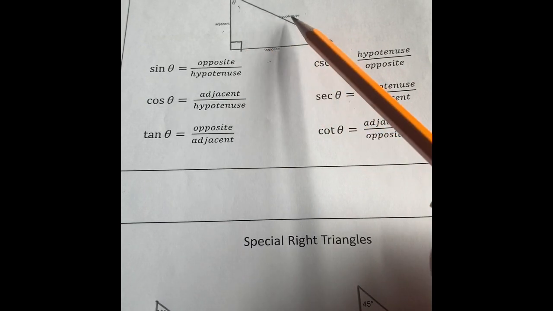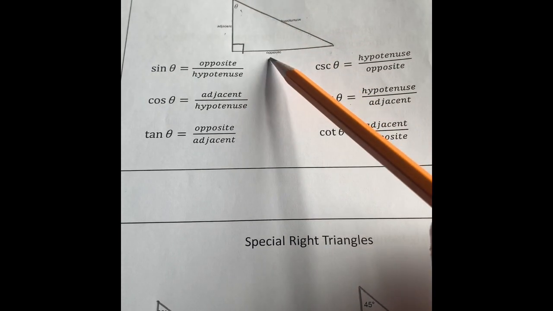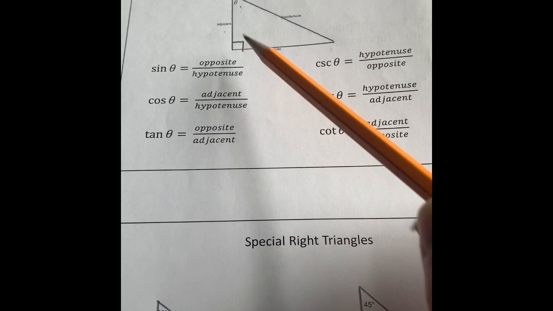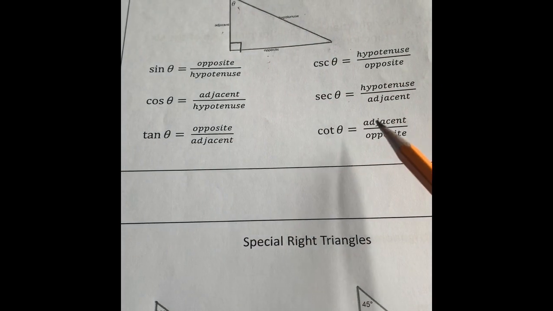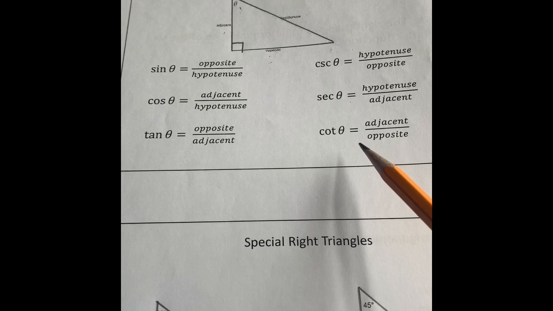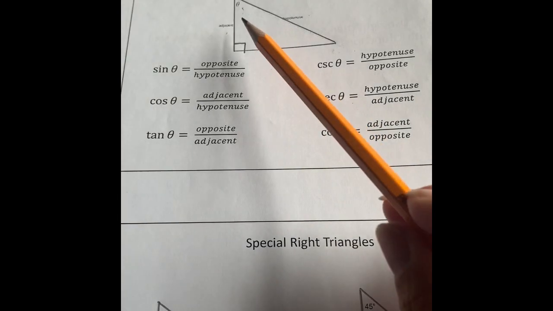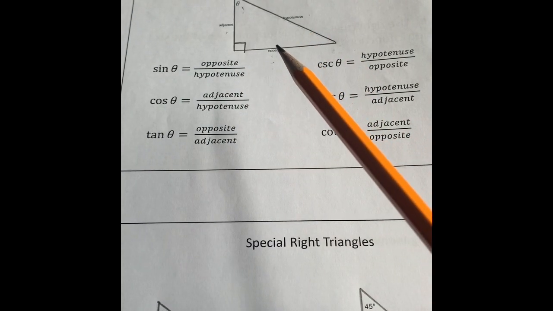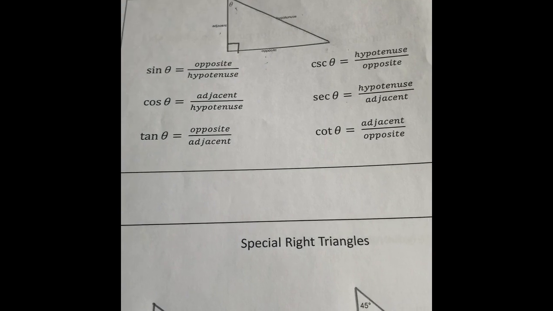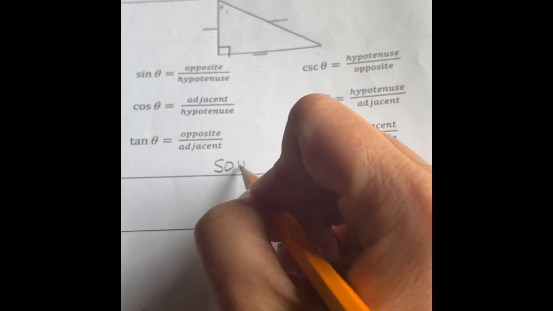So the hypotenuse never changes, but depending on the location of theta, your opposite and your adjacent sides can switch places. So here's how you find the 6 trig functions based off which angle they are referring to. Again, if theta moves, then these two are going to change. There's also an acronym that's used to help us remember, which is Sohcahtoa.